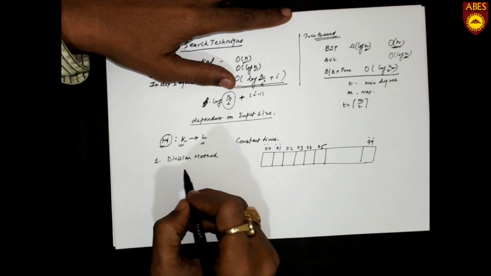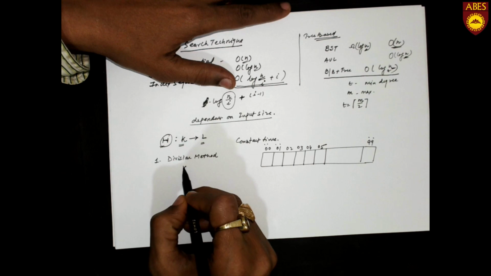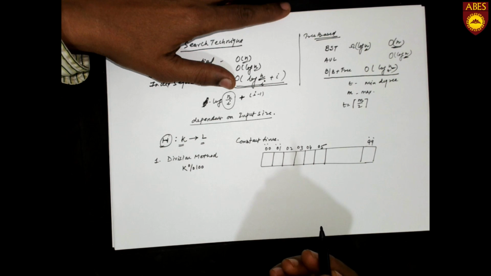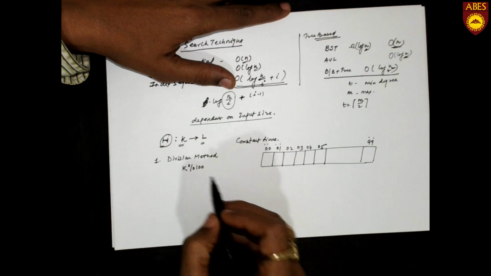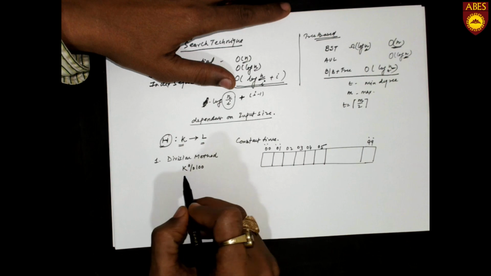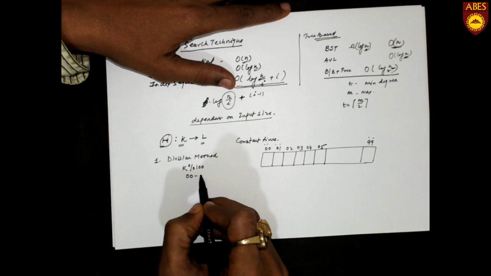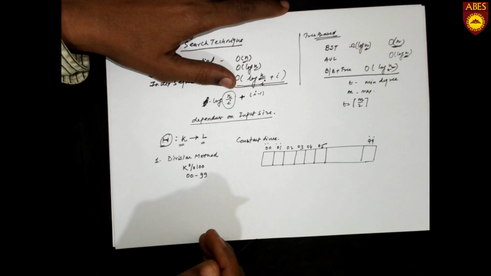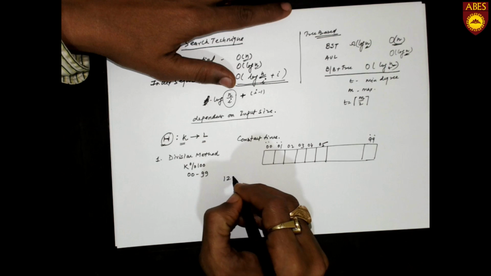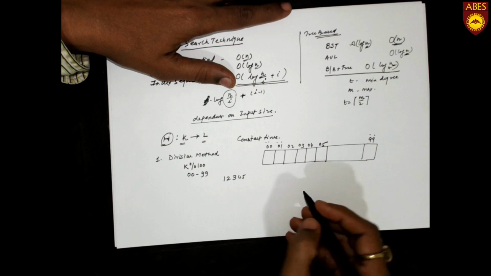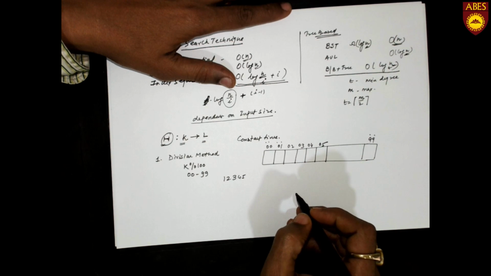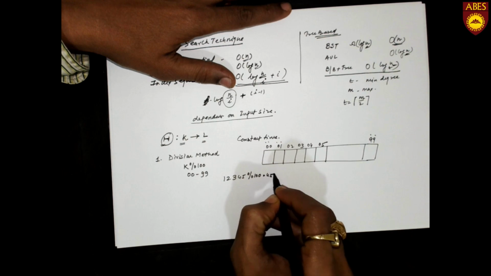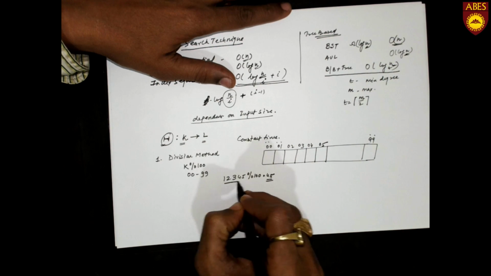So the division method suggests to divide any key by 100 and get the remainder. It means I am performing the modulus with 100. So modulus with 100 will give us the locations ranging from 00 to 99. Let's suppose I have a key 12345. If I take the modulus with 100, this will give us 45. So 45 is the location of this key in the hash table.